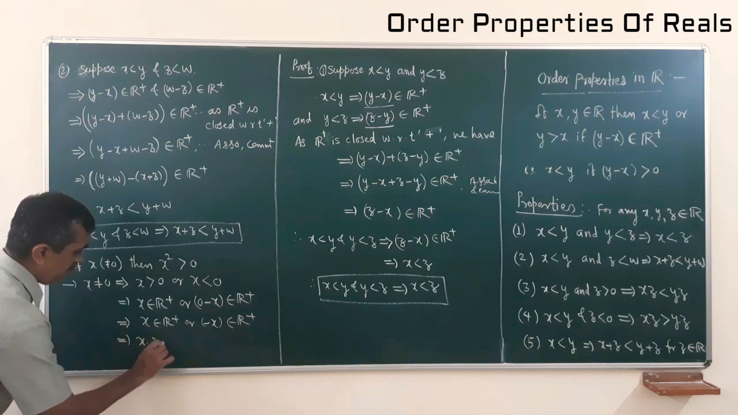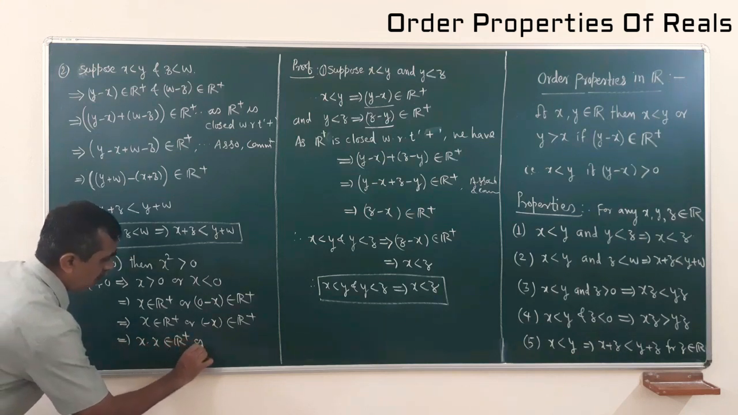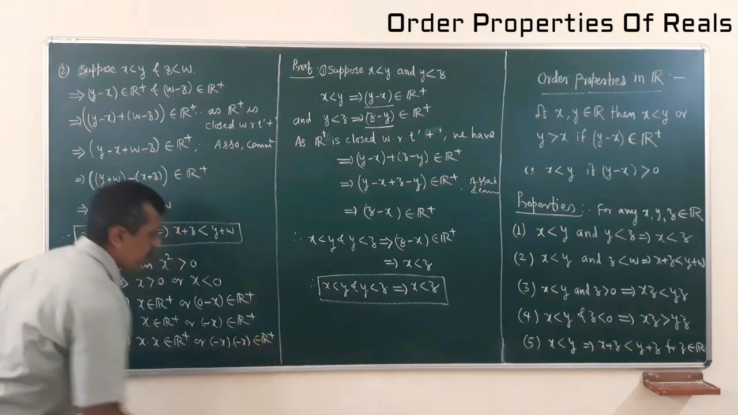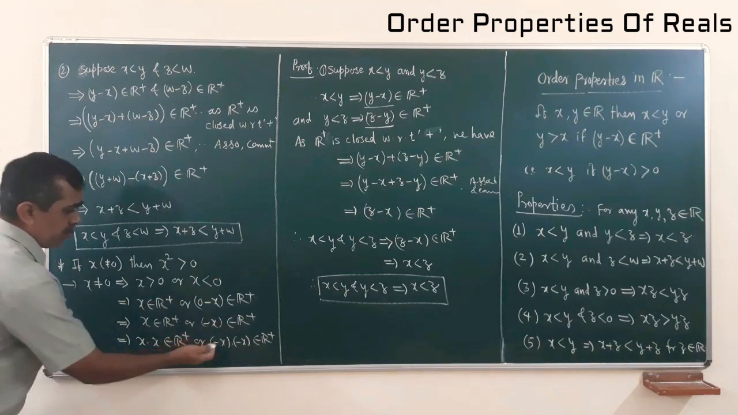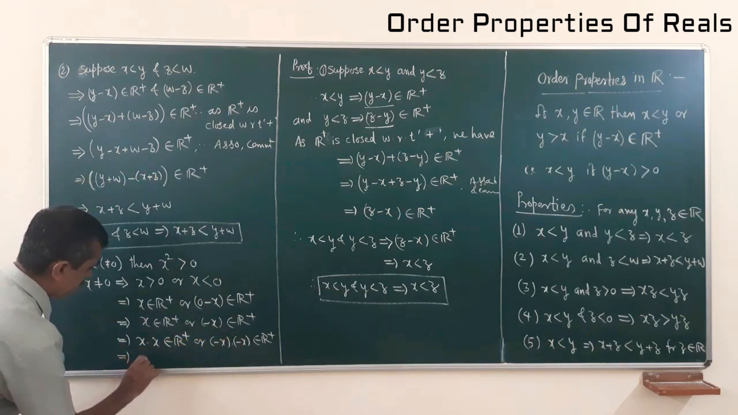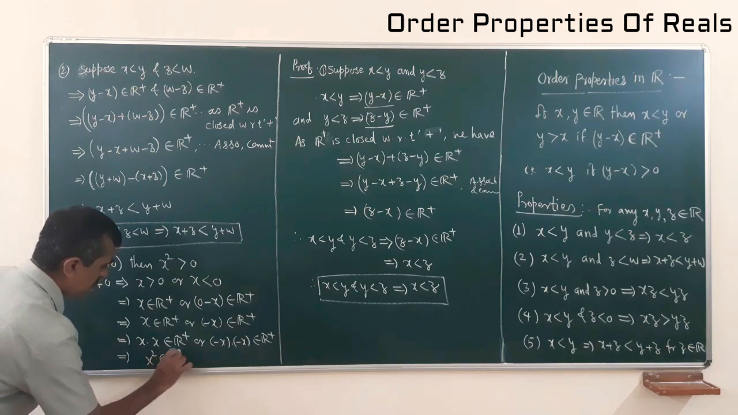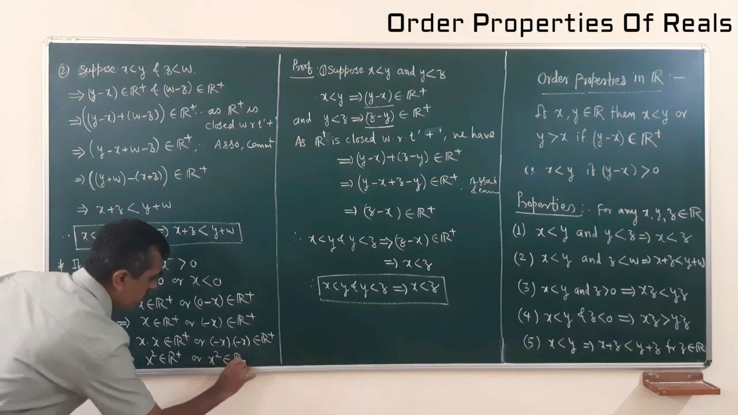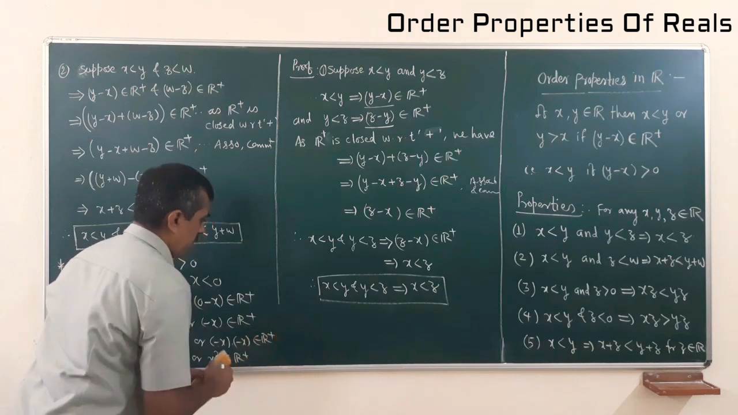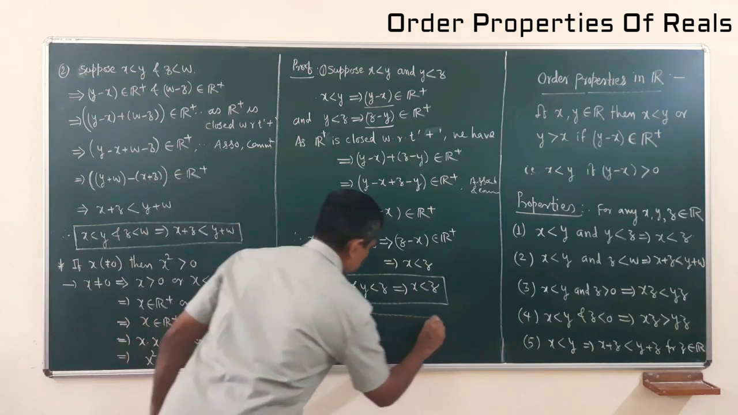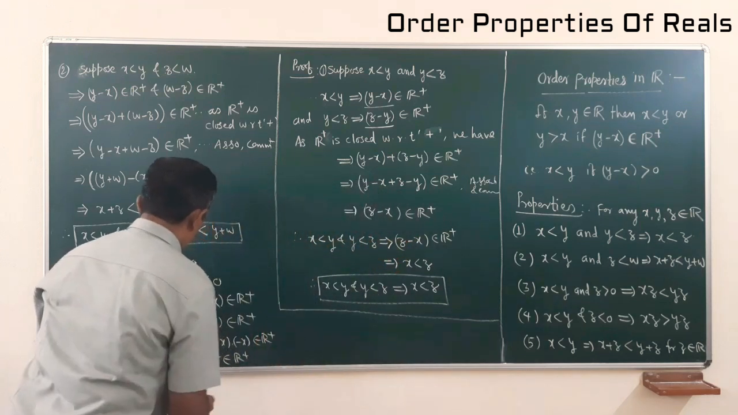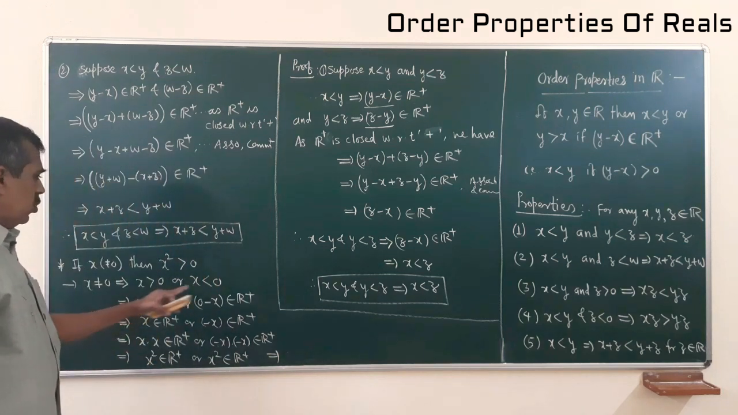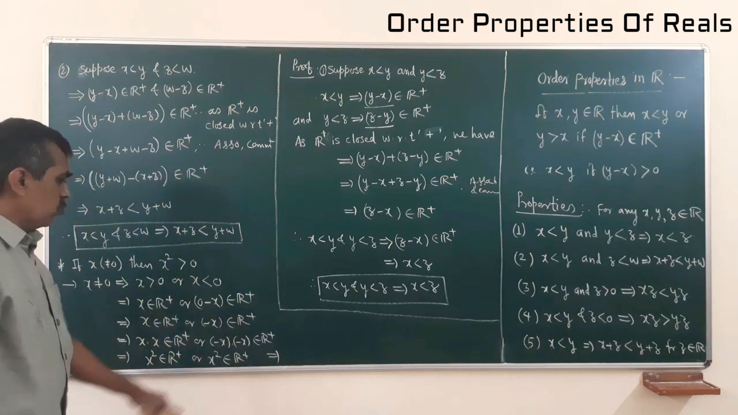So, x into x will again belong to R plus, or minus x into minus x belongs to R plus. So, this implies x square belongs to R plus, or minus x into minus x, which is x square, belongs to R plus. Either x greater than 0 or x less than 0, x square belongs to R plus.